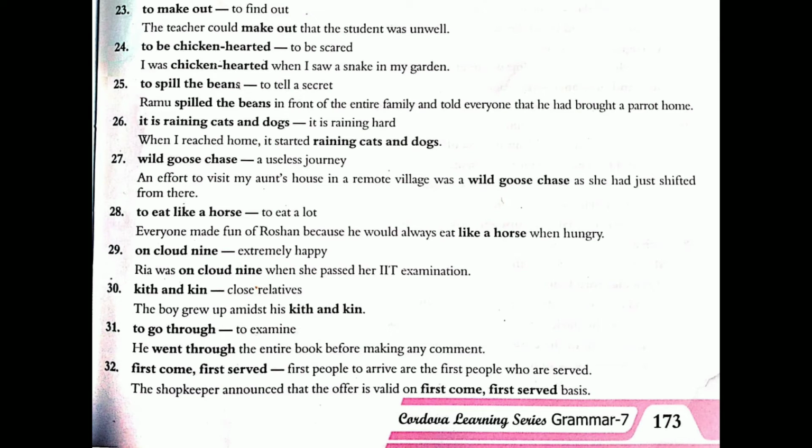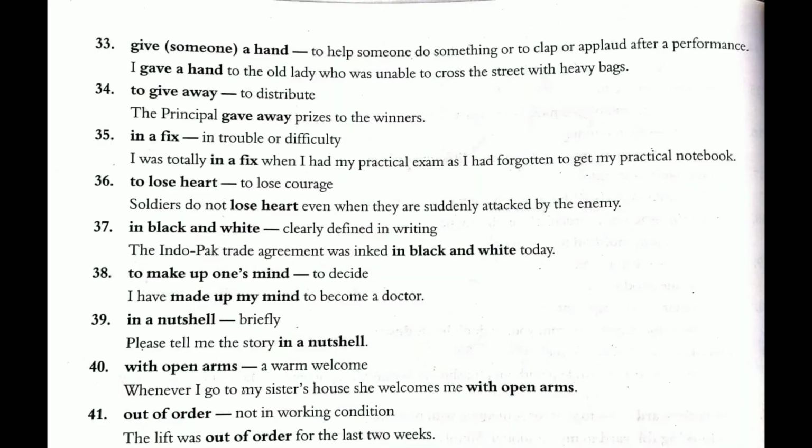Number 32, first come first served. So you must have seen this, the person who comes first will get served first. So this is what first come first served means. The first people to arrive are the first people who are served. So the shopkeeper announced that the offer is valid on a first come first served basis. So the one who reaches earlier will get the things. This is the meaning that comes out of the idiom, first come first served.